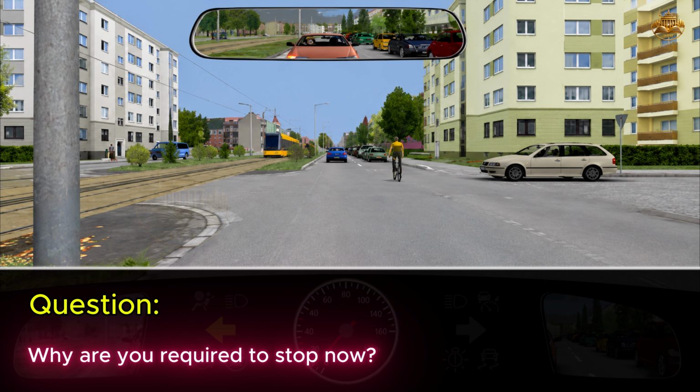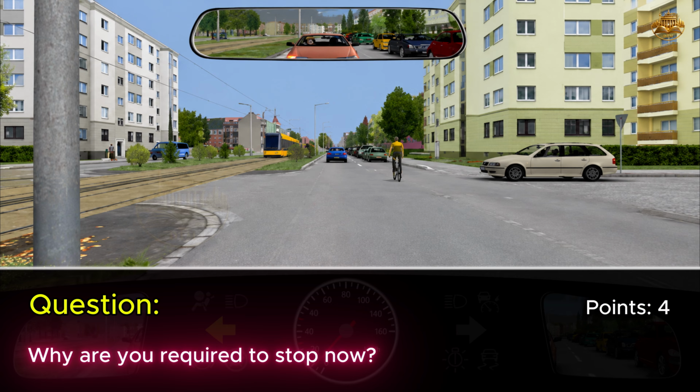Question: why are you required to stop now? This question is asking, which road user or vehicle is the reason why you have to stop in this situation? Option A: because of the cyclist. There is a cyclist ahead, but the cyclist is not the reason why we are required to stop in this situation. Option B: because of the white car. The white car is coming from the side road, but it is not the reason why we have to stop here.